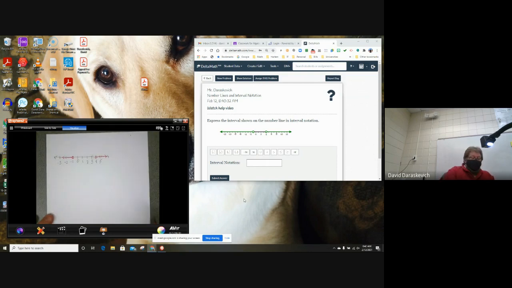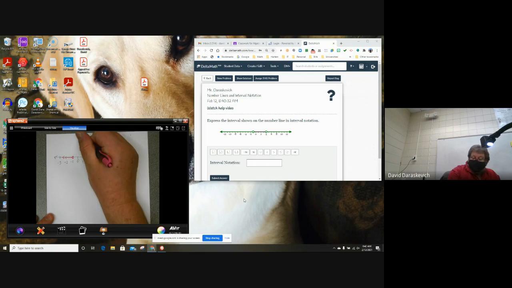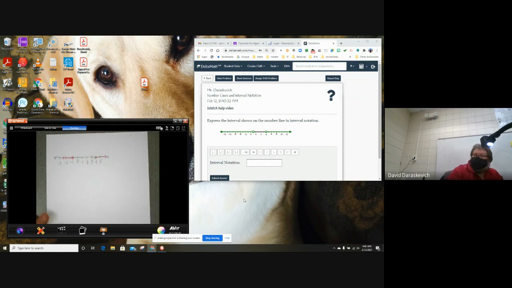Okay. Now, open circles, I'll write this over here. Open circles mean less than or greater than. Closed circles, this is back from Algebra 1, mean less than or equal to or greater than or equal to.